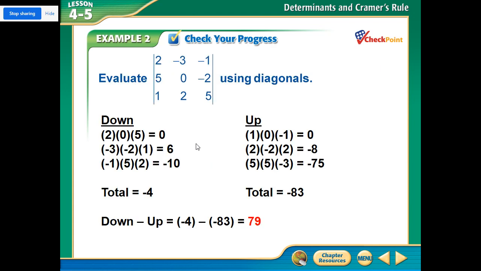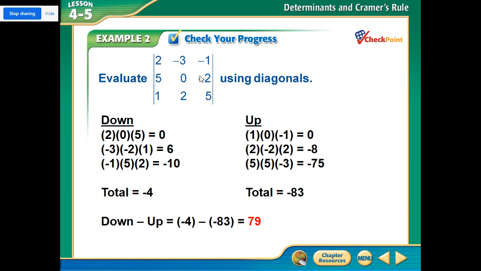So what about this one? 2, 0, and 5, that's easy, that's 0. Negative 3, negative 2, and it would be 1 for 6. And then negative 1, 5, and 2 for negative 10, totaling that up for negative 4.